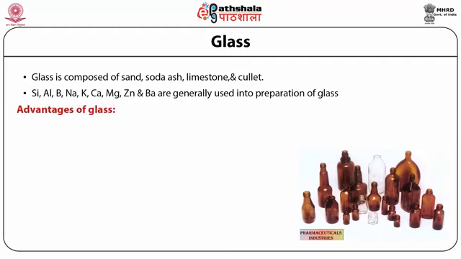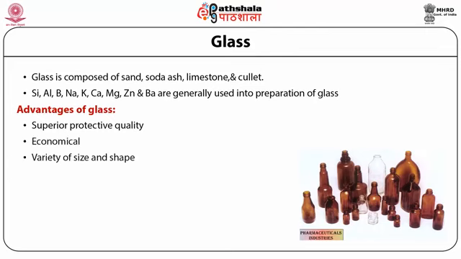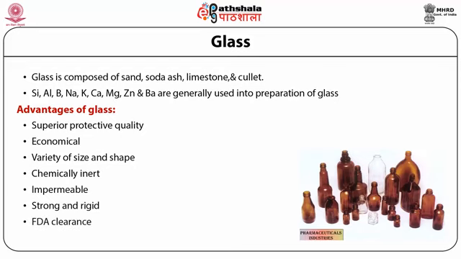Now, what are the advantages of glass as a packaging material? They are superior protective quality, they are economical, a variety of sizes and shapes are available, they are chemically inert, glass is impermeable also, it is very strong and rigid also, and has FDA clearance, and various color options are available like transparent, amber color, red color, blue color. So the various types of colored glass we can design according to the need.